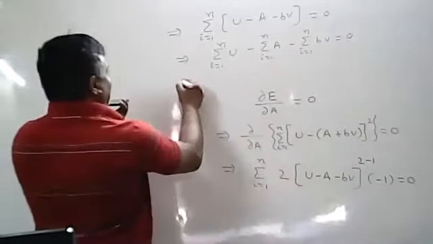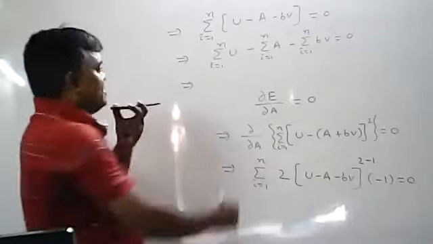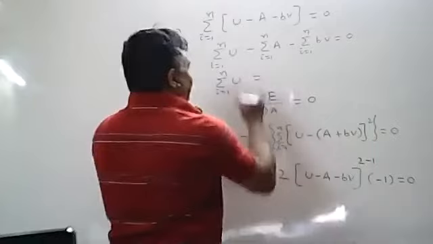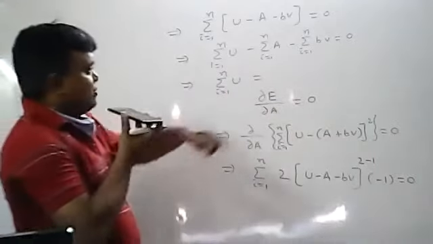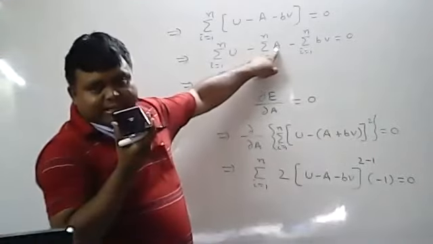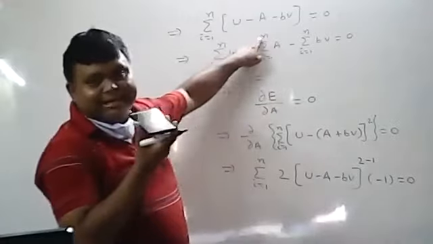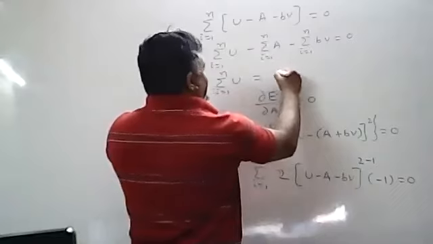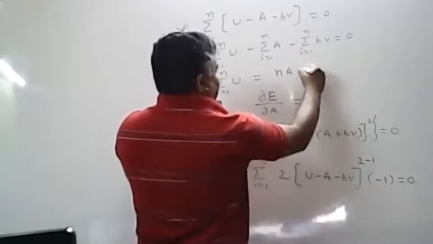That means what you will get? This implies summation i equal to 1 to n u equal to, now see this one. A is a constant or not? A is a constant. How many times is it repeated? N times. So what is the total value? Na. So that means what you will get? Minus becomes plus. N capital A, minus becomes plus.